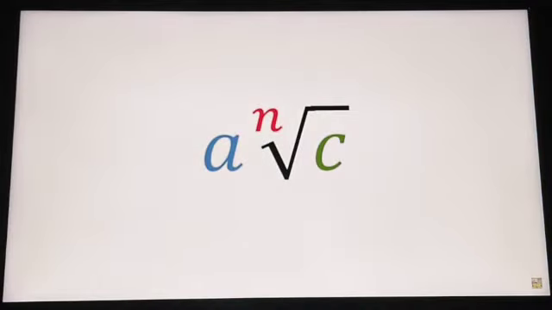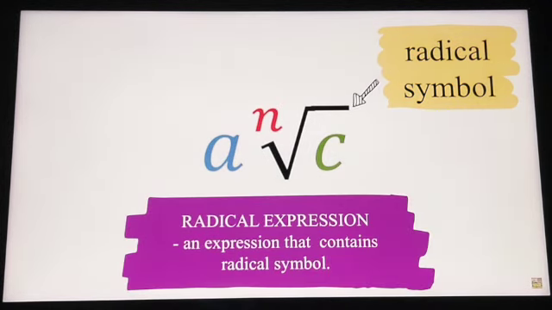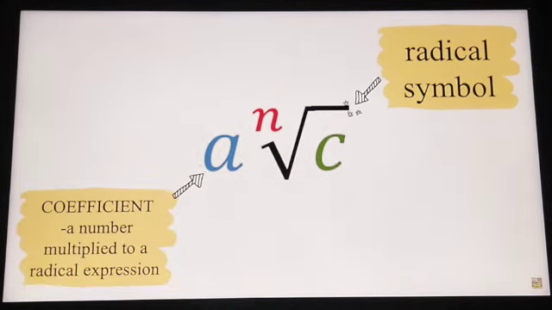Please remember that these are the parts of every radical expression. The first part is the radical symbol. The reason why this is called a radical expression is because it is an expression that contains the radical symbol. Our A here is called the coefficient. The coefficient is a number multiplied to the radical expression.